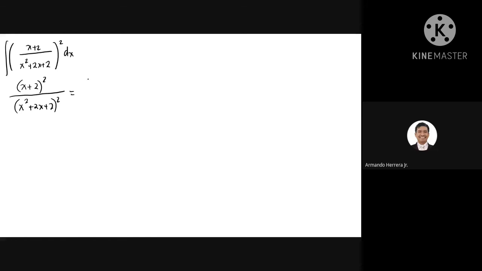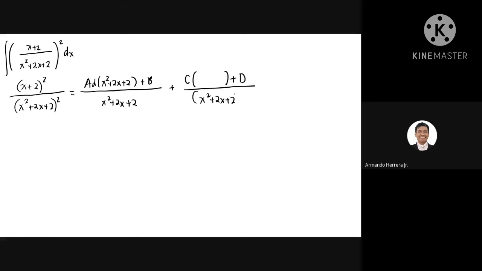So again, we equate it to its associated partial fraction. That's a times the derivative of the denominator, 2x plus 2, plus b over x squared plus 2x plus 2. Since it is repeated, that is c times the derivative, 2x plus 2, plus d over (x squared plus 2x plus 2) raised to the second power. I'm just placing 2x plus 2 as the derivative of this denominator.